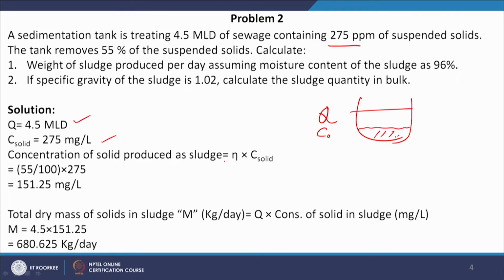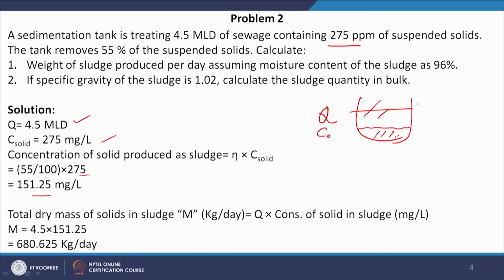So, that is equal to how much? 55% removed. So, 0.55 basically. So, 55 by 100 into 275, that is equal to 151.25 mg per liter. So, if we assume that the volume remains the same and only some solid is settled, then 55% is settled and the remaining 45% is available with the water.